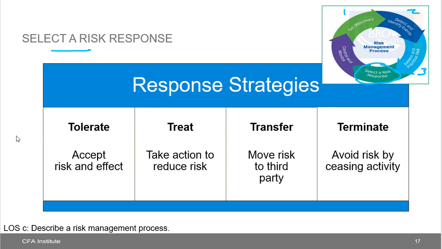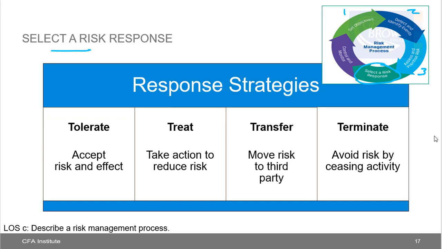So you can see here that the risk response strategies can be classified into 4 T categories. So you've got tolerate, treat, transfer, and terminate. Tolerate, this strategy involves accepting the risk and its effect. In some cases, the risk is well understood and taking it provides opportunities to create value. In other cases, the risk must be taken because other risk response strategies are unavailable or too costly.